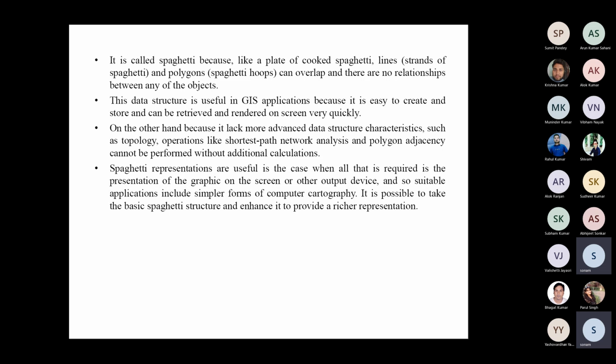So, what are the advantages? It is very easy to create. It is very easy to retrieve the data. It is very easy to render the data on the screen. The problem is that you cannot perform any sort of advanced analysis that involves neighborhood information. Whether it is shortest path analysis or any type of proximity analysis, it is very difficult to perform on a spaghetti data model. You could perform it, but it will take a lot of time to compute.